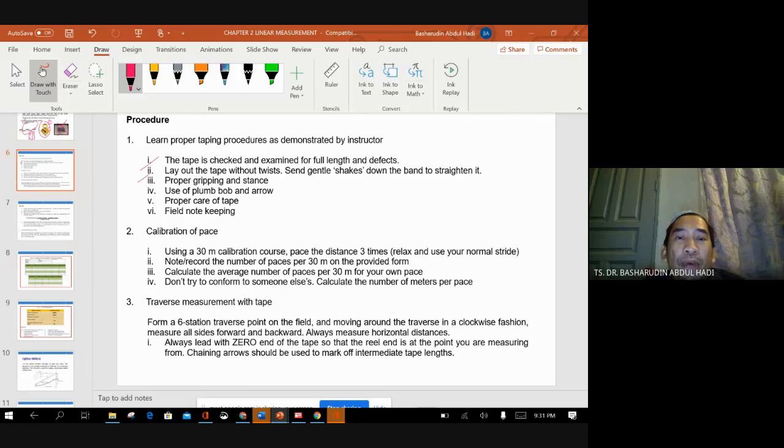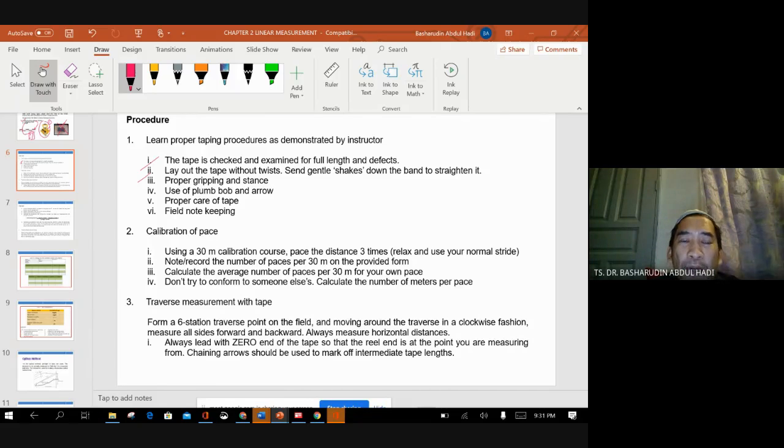Use of plumb bob and arrow. Okay, when you want to use an arrow, for example, there is a station A and B that is 20 meter apart. It's very long for your measuring tape. Sometimes you must measure 2 times. So you put what we call an arrow first from A to point B. Make sure that this one is straight, or aligned with these 2 stations. Then you pull the tape, follow the arrow.